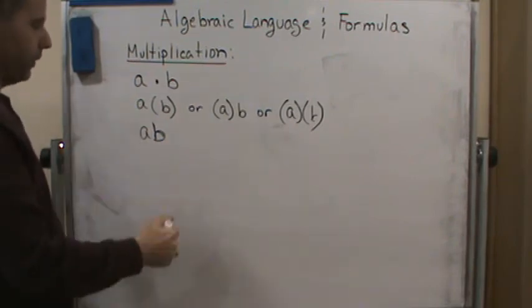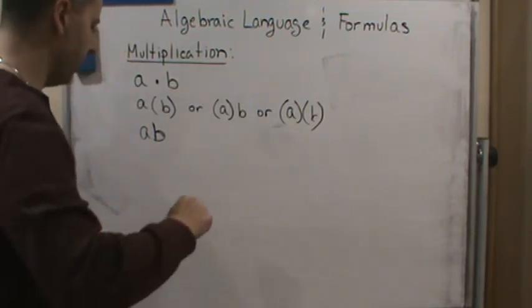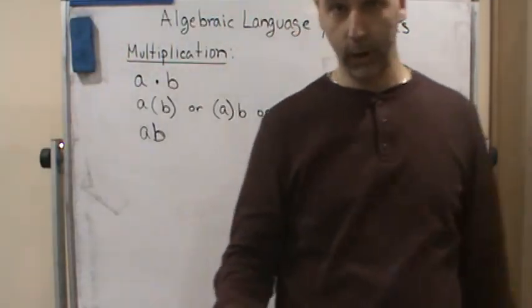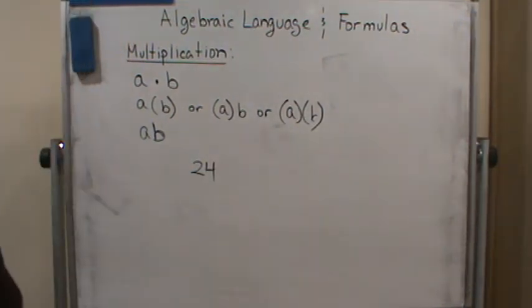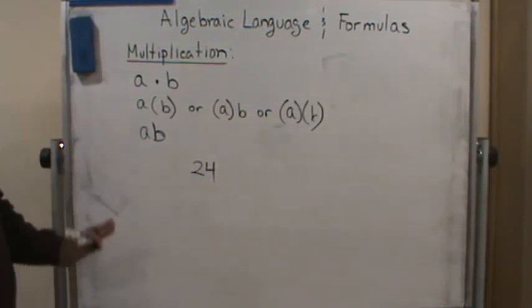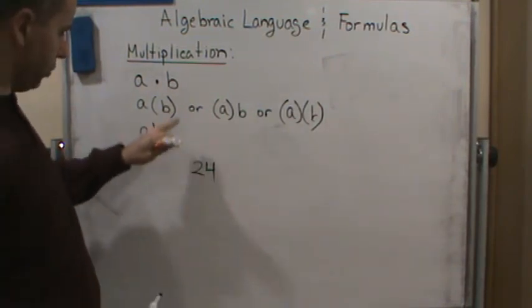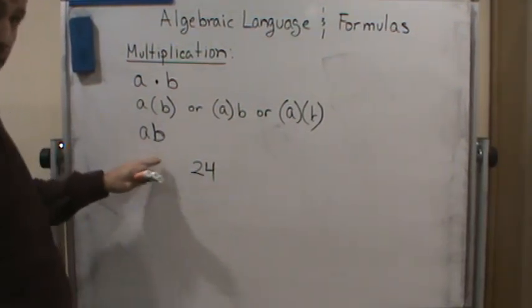Okay, now what we don't do is that when we're dealing with numbers. Because if I want to multiply 2 times 4, I don't write them together, right? For obvious reasons. Because when we do that, we're saying 24. We're not saying 2 times 4. So when we're dealing with arithmetic, we don't use this.